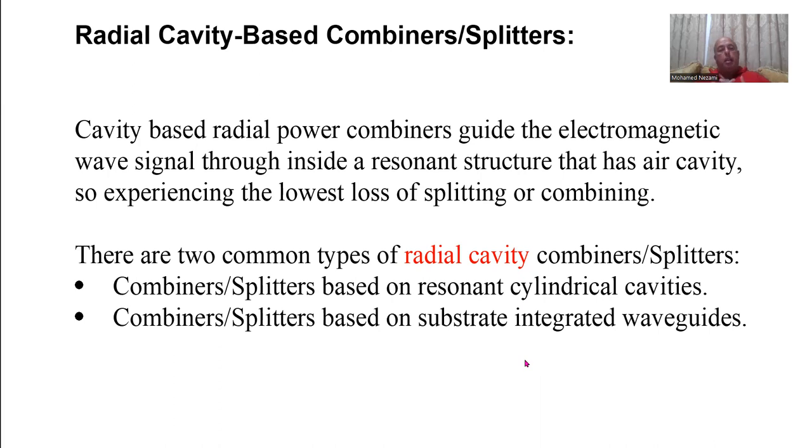So what is a radial cavity-based combiner splitter? It's a cavity-based radial power combiner that guides the electromagnetic wave signal inside a resonant structure that has an air cavity, okay? So it experiences the lowest loss of splitting or combining, because the medium is air. Now, there are two common types of radial cavity combiners and splitters. One we covered already, which is the substrate integrated waveguide. I keep saying surface, I'm sorry, substrate integrated waveguide. And the other one is based on a cylindrical cavity, and that's what we're going to cover today.